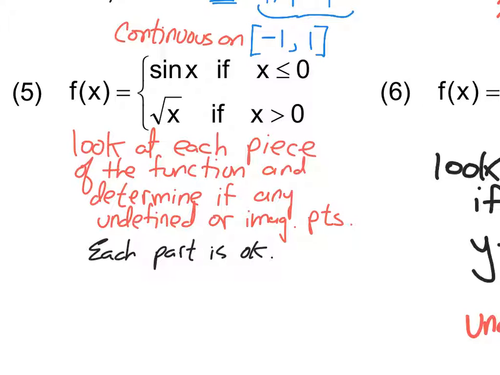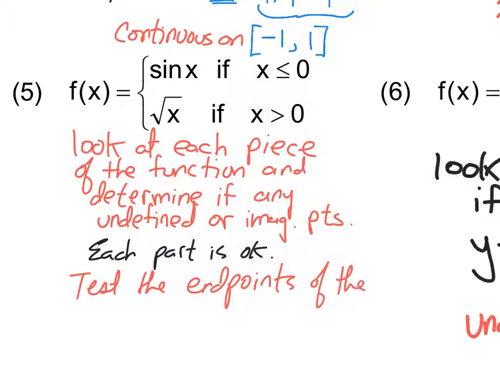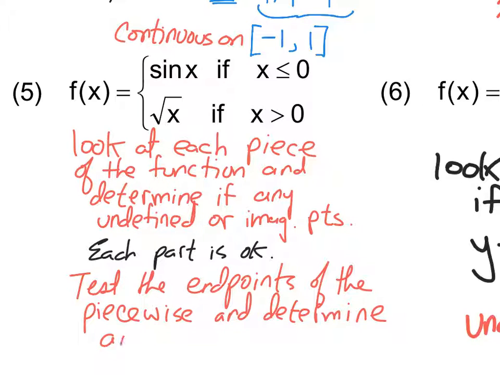Now, if you had a suspicion, if you weren't sure, if you had a fraction or something like that, set the bottom equal to 0, solve for x, see what's going on. Take a look at the graph, see if you see any asymptotes. So you're using all your resources. The next part of the process is to test the endpoints of the piecewise and determine any disconnect.